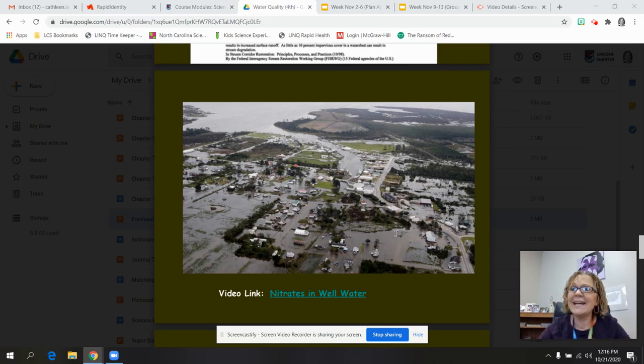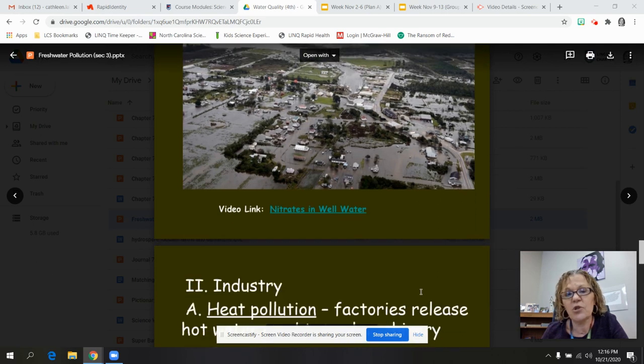Now, that is an exceptional case because it's a flood, and that's a little different. It's not like we can control the flooding. But that's just to also let you know that that's considered runoff as well. And then there's your video link on the nitrates and the well water, so do make sure you watch that.